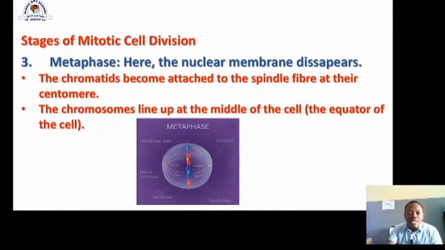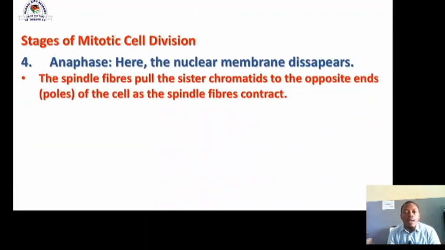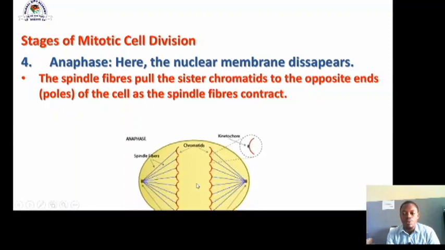Now let's go to the next phase of mitotic cell division, which is the anaphase. Here, the nuclear membrane is absent, and the spindle fibers pull the sister chromatids to the opposite ends, that is, the opposite poles of the cell, as the spindle fibers contract. Now let's look at the picture.